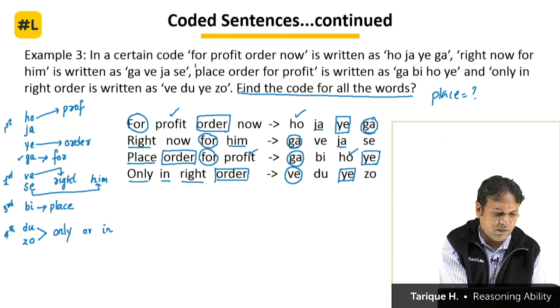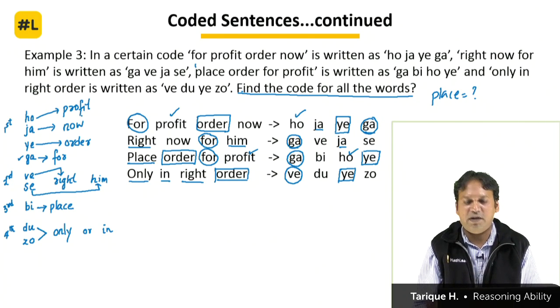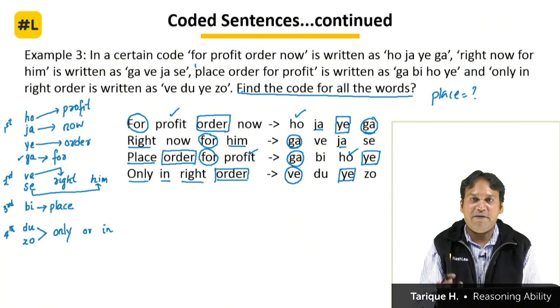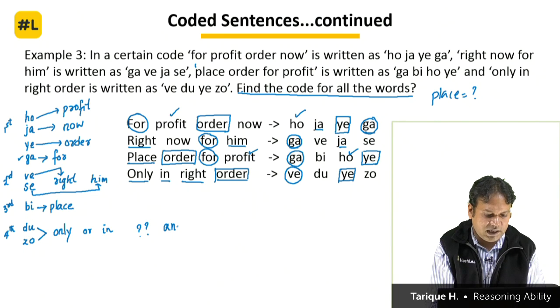Now what is left? Only one is left, ja. So what will be ja then? Ja will be now. So 9 codes we had. All the codes we have worked out without any difficulty. What is left now is only do and zo. This we can't solve. Based on the answer options we can solve as per the question asked in the exam.